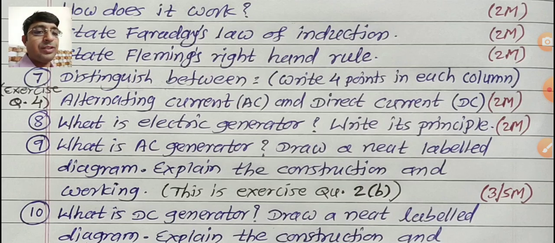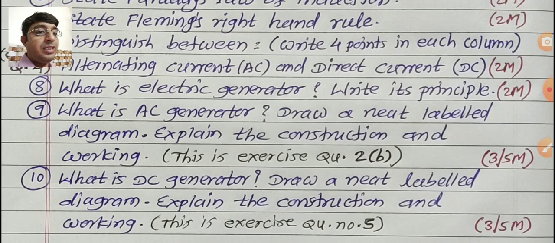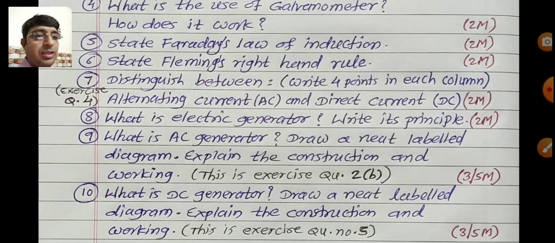3 to 5 marks question. Same. What is DC generator? Now this is a homework question. You compare this. You try to find out first. What is DC generator? Draw a neat labeled diagram. Explain construction and working. This is again an exercise question, question number 5. 3 to 5 marks question. I will give the answer of all these assignment questions next time.